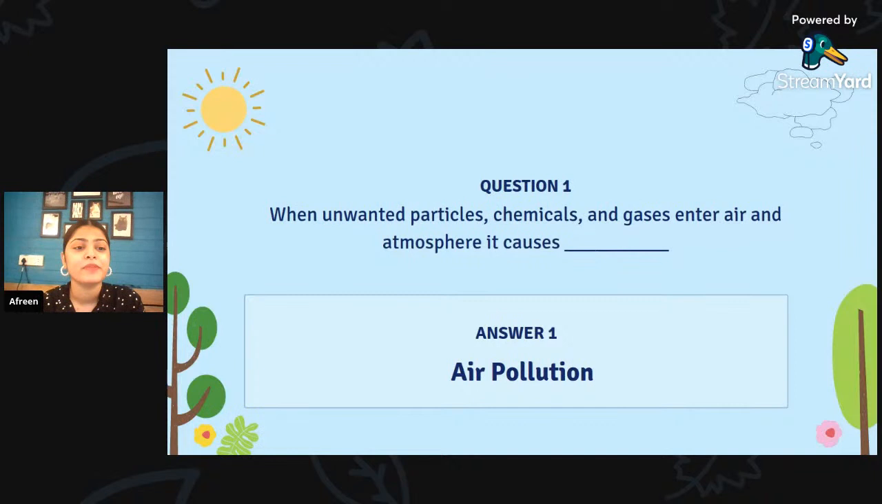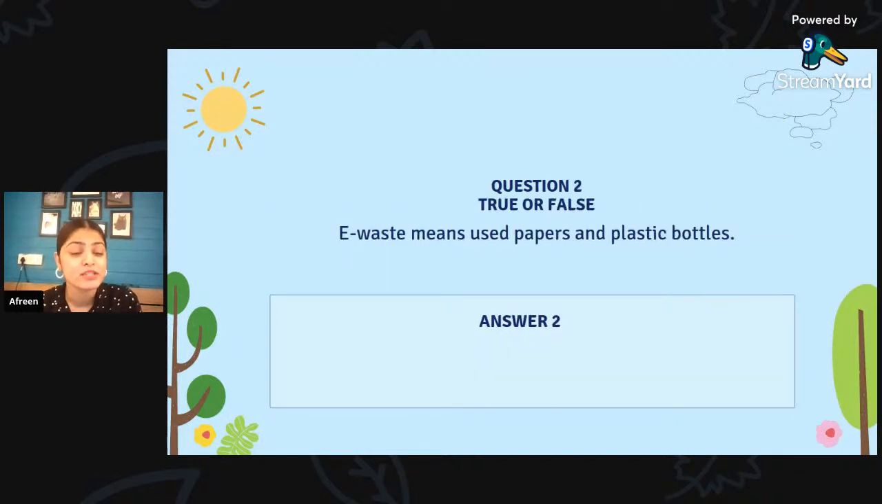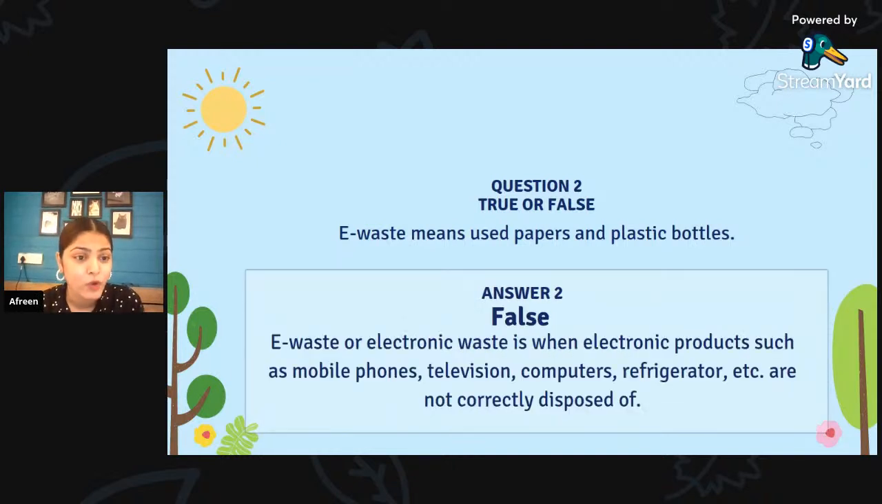Good. Next, you have to tell me whether the statement is true or false. E-waste means used papers and plastic bottles. What do you think? Is this true or false? Keep your answers coming. Yes, the answer is false. E-waste or electronic waste is when electronic products such as mobile phones, television, computers, refrigerators, etc. are not correctly disposed of.